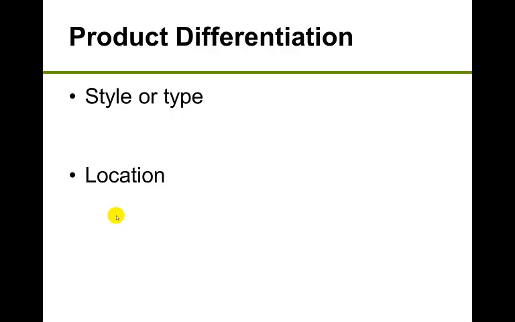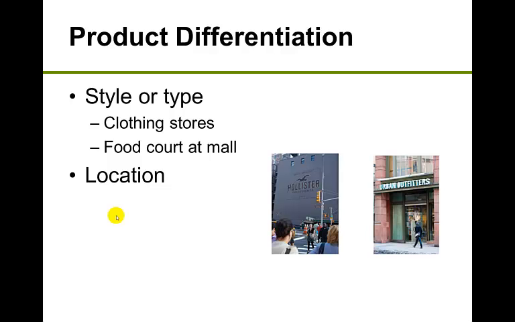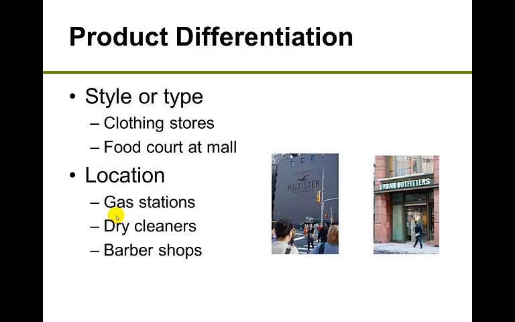So how could firms differentiate their products? Well, we might think that there could be style or preference tastes, so you can think of all the different locations where you can spend money on clothes. There may be differentiation based on location, so gas stations may try to locate in certain areas, dry cleaners, barbershops. You could also think about all of the restaurants along the Galliard.